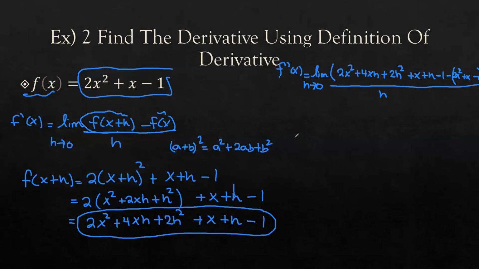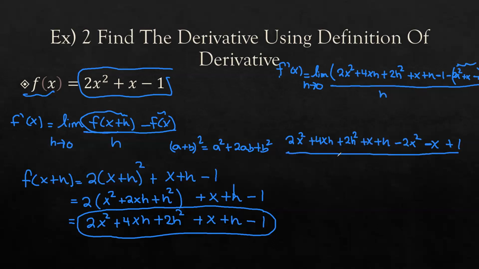So the numerator is going to be 2x squared plus 4xh plus 2h squared plus x plus h. And then I'm going to FOIL out this minus. So it's going to be minus 2x squared minus x and then plus 1, right? So if I distribute this minus, this is what I get. And then it's all over h.